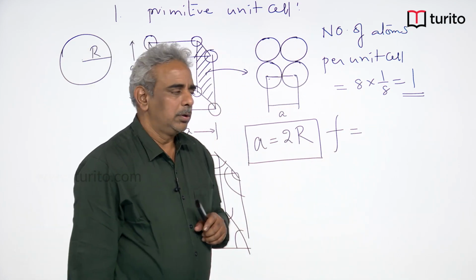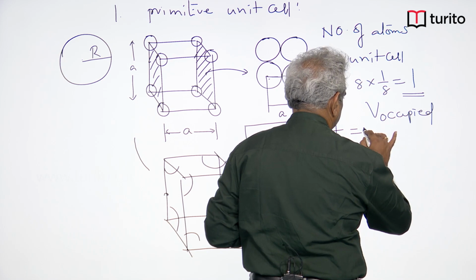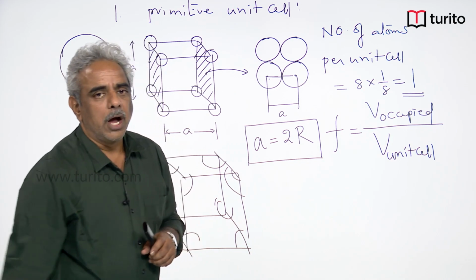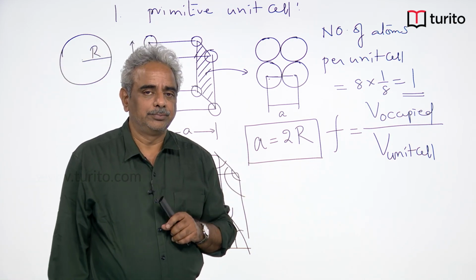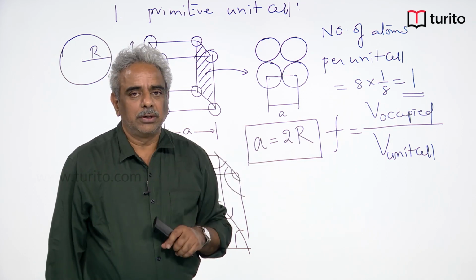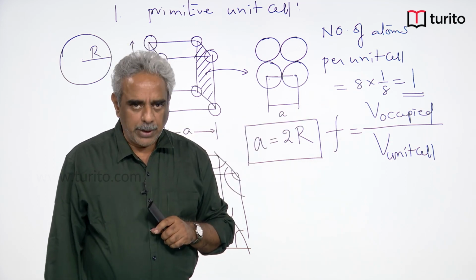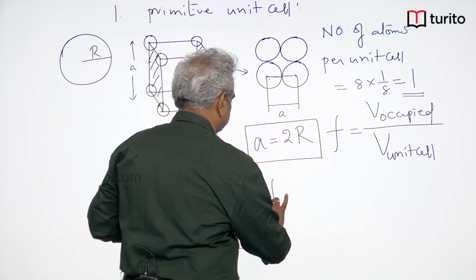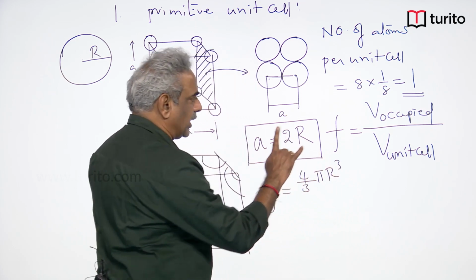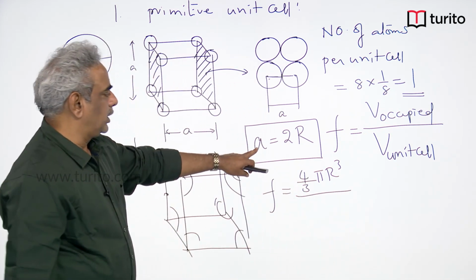Now how do you say fraction of occupied in the unit cell? Volume occupied divided by volume of unit cell. Volume of unit cell is nothing but A cube. Volume occupied is the volume of one sphere, which has 4/3 pi r cube. So what will be F? 4/3 pi r cube, only one sphere, divided by A cube. A is 2r.